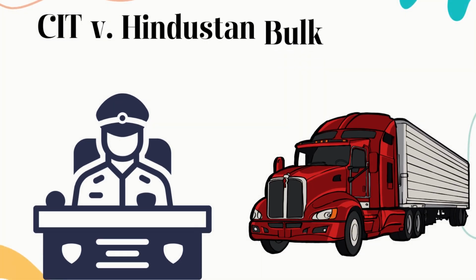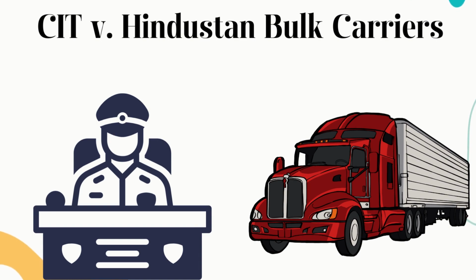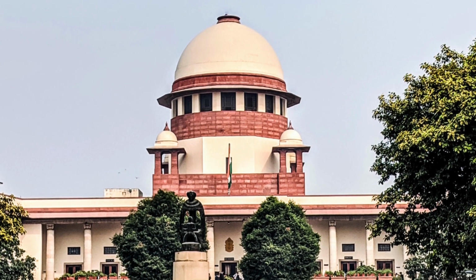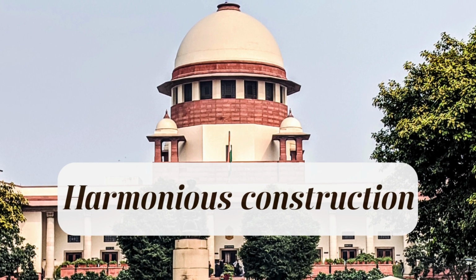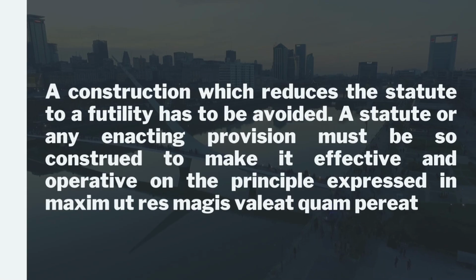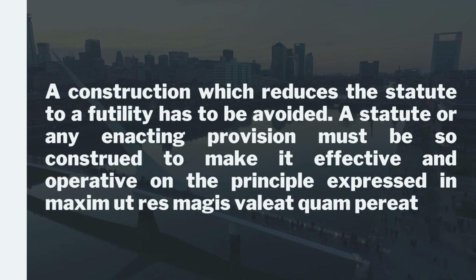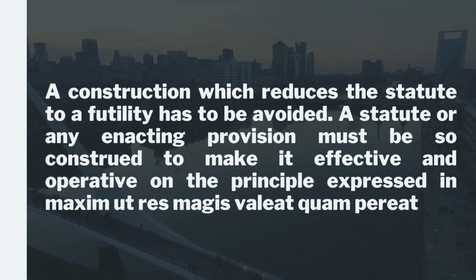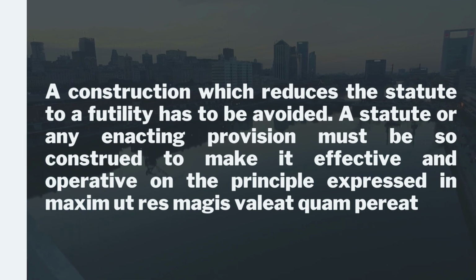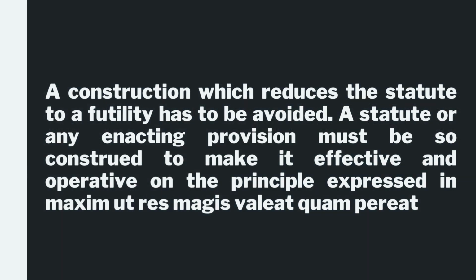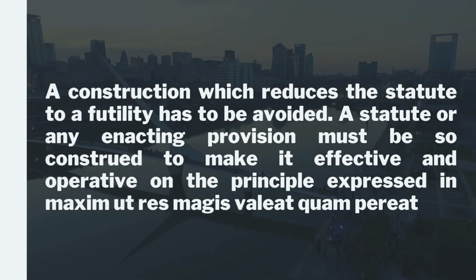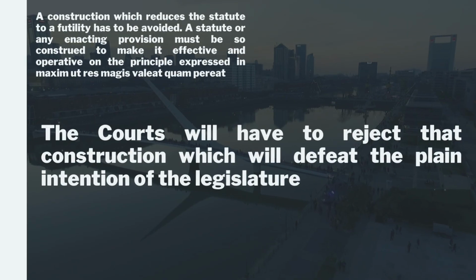In the landmark case of CIT vs. Hindustan Bulk Carriers, the Supreme Court discussed a few principles of harmonious construction. These include: a construction which reduces the statute to a futility has to be avoided. A statute or any enacting provision must be so construed as to make it effective and operative, on the principles expressed in the maxim, ut res magis valet quam pereat. The courts will have to reject that construction which will defeat the plain intention of the legislature.